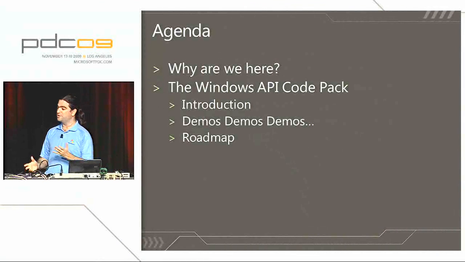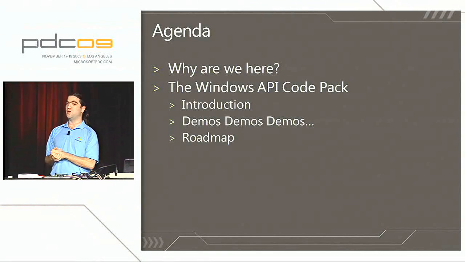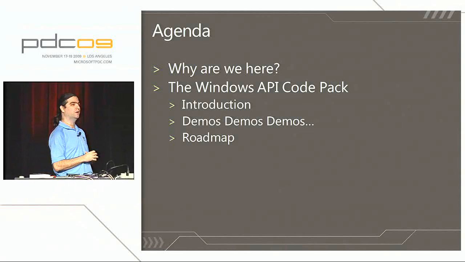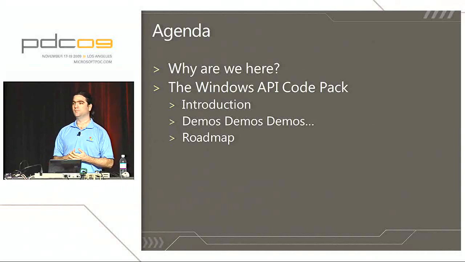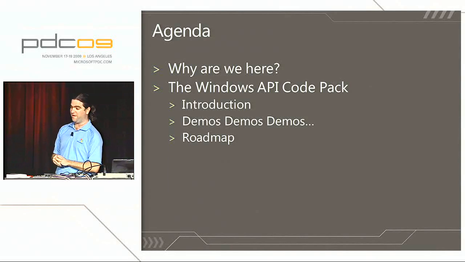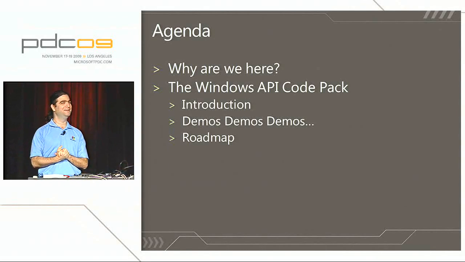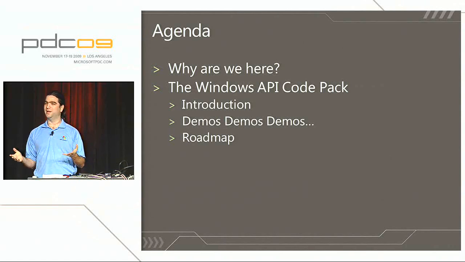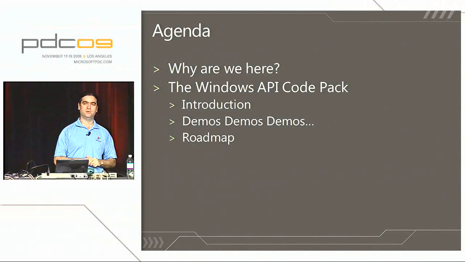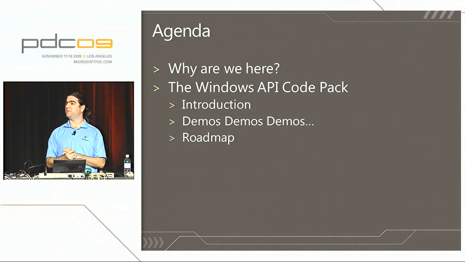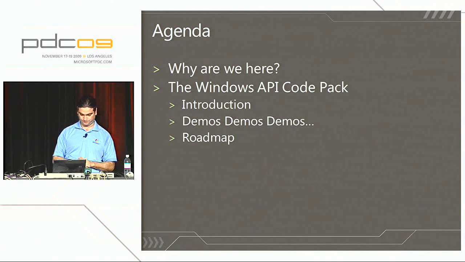Okay, so what are we going to talk about today? First, we'll try to understand why we are here. What are we trying to solve? How do we make the world a better place? Then, obviously, we'll use the only tool we can have, which is the Windows API Code Pack, and we'll get acquainted with it. We'll see some demos and more demos. And at the end, we'll talk about the roadmap, and we'll understand where we go and how you can help us.